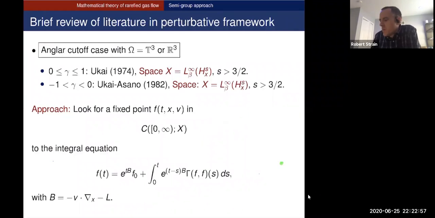A key point is to use the Duhamel representation of solutions, where B is the operator minus v dot grad x minus L, and then you can express f as e to the tB f0 plus the integral of the semigroup applied to the nonlinear term. This is just a Duhamel formulation. And so their method was to prove the existence of a fixed point.